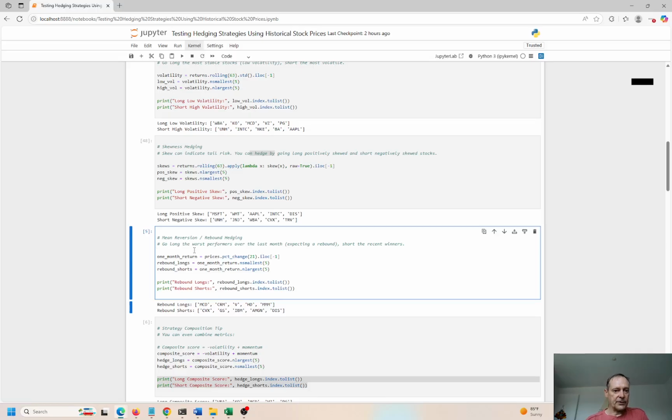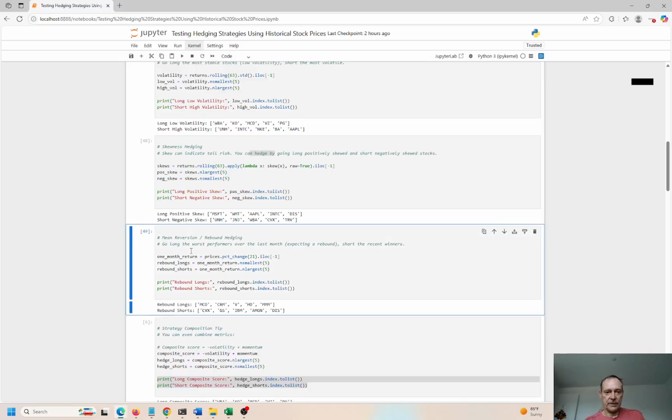We're doing good. Let's look at mean reversion and rebounding hedging. Okay, so I'll hit Control Enter to run it. We can go long the worst performers over the last month, expecting a rebound.